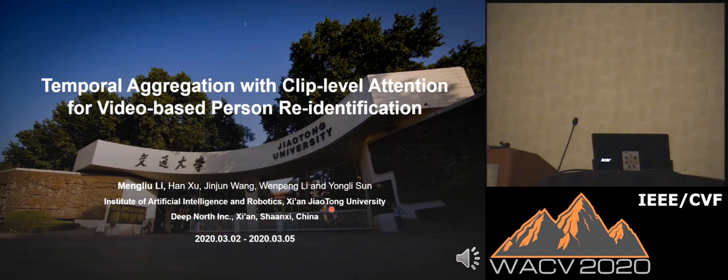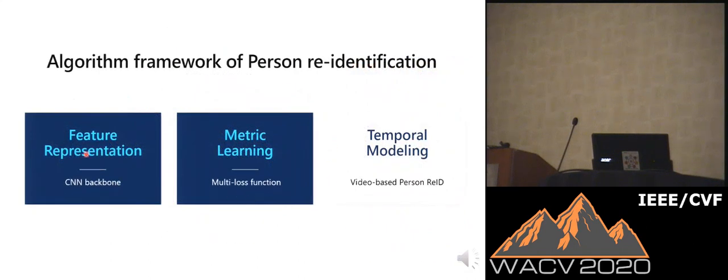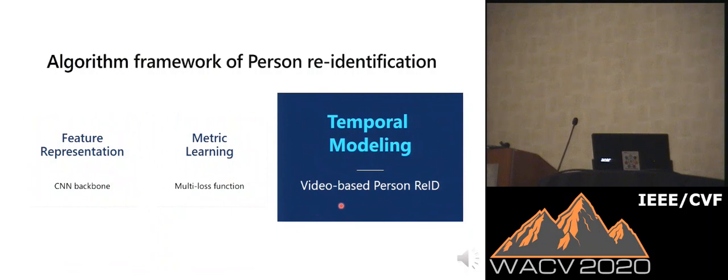The research gap we focus on is person identification, which we call person re-ID in short. It aims to match a person across multiple non-overlapping camera views. Image-based person re-ID contains two tasks: feature representation and metric learning. A lot of research on this issue has made outstanding progress. However, video-based person re-ID has one more task: temporal modeling. Our work is to propose a simple and effective temporal modeling method, which greatly improves the performance of our model.